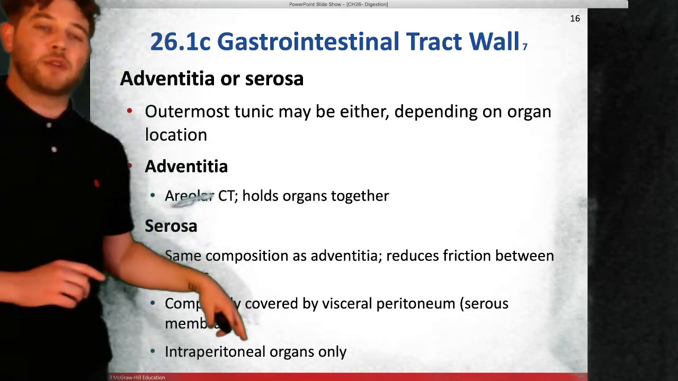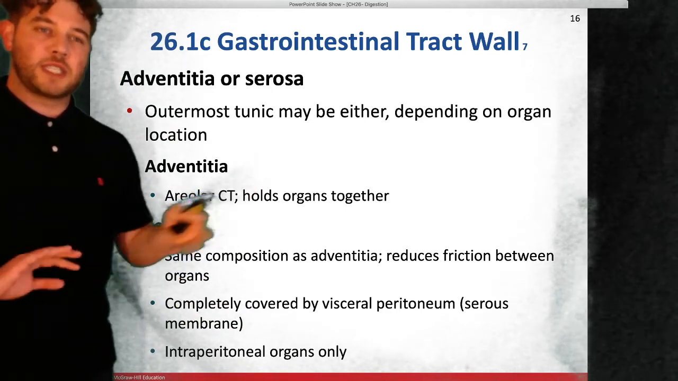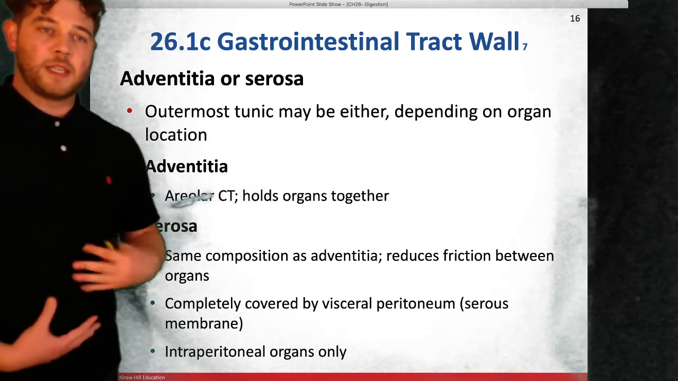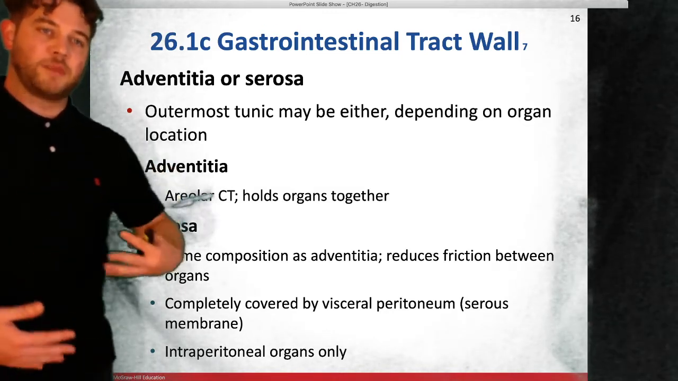And this is only for intraperitoneal organs. If it's retroperitoneal, then it's the adventitia. And remember, your peritoneum is your abdominal cavity. It can be intra or retroperitoneal, meaning it's behind it.